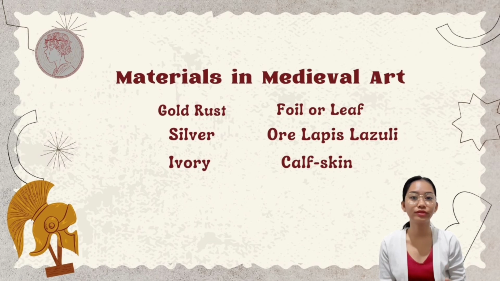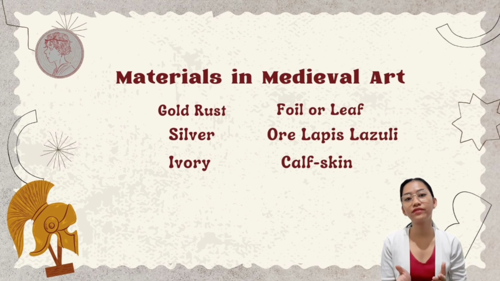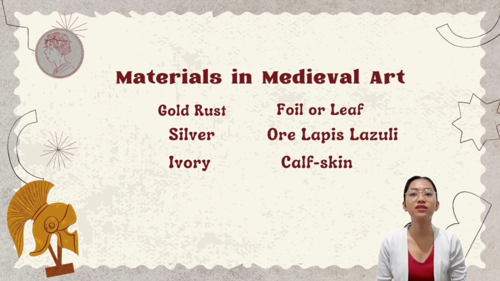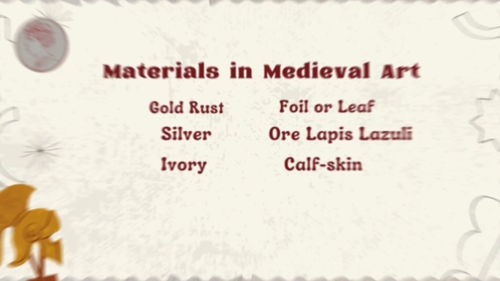We have the gold, foil or leaf, silver and other precious metals, similar to the ones used in goldsmithing. Expensive natural color pigments such as ultramarine made from the rare Afghanistan lapis lazuli, rare types of ivory, and calf skin for vellum. So, one of the most famous examples of a Christian manuscript written on vellum is the Book of Kells and many other expensive materials.